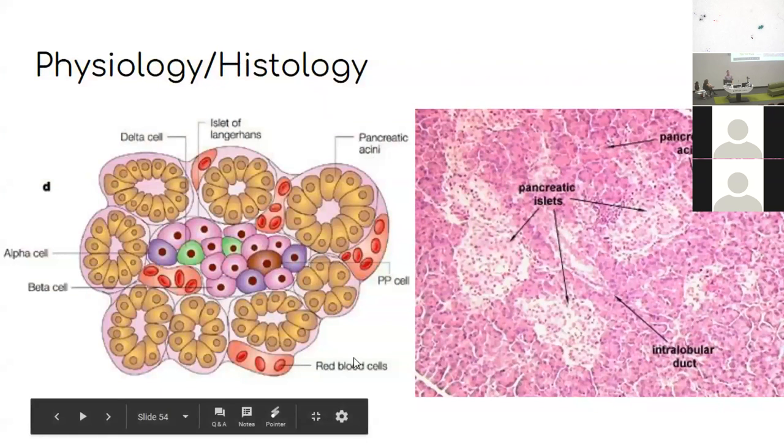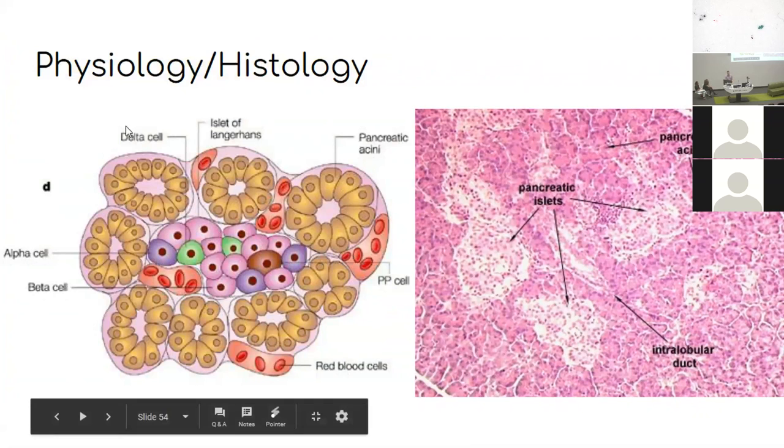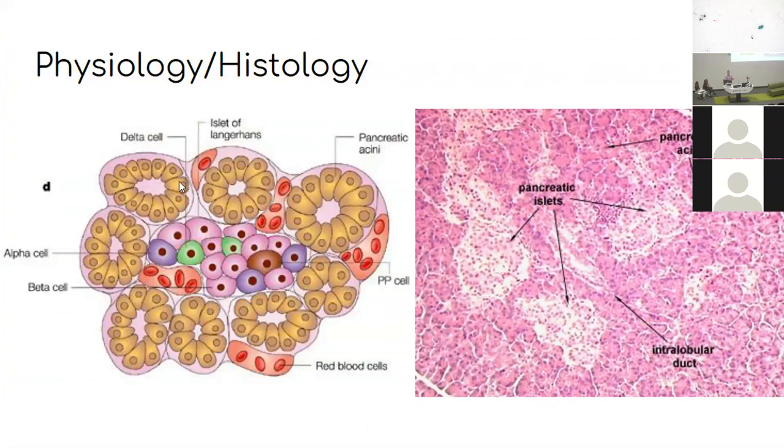So just some physiology and histology. Do you guys get a lot of histology? Yes? Cool. So in the center here, you're going to have your islets of Langerhans, and then surrounding that, you're going to have your acini, or however you like to say it. So the acini, your exocrine portion, will be associated with the ducts. The islets will be closely associated with blood vessels because that's the endocrine portion.